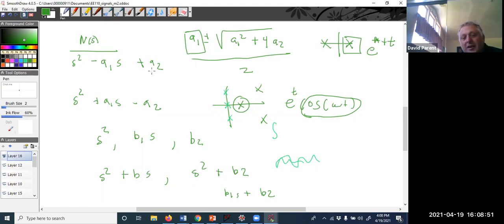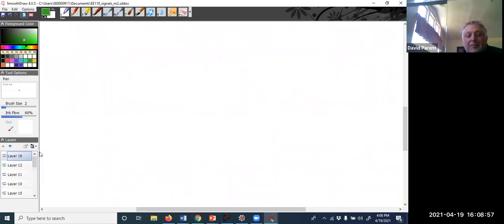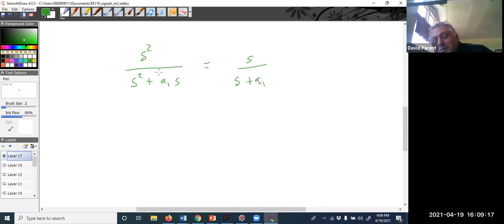Some things don't make sense. It wouldn't be second order anymore, so I don't ask them. But if I had S squared plus A1s, well, that becomes S, and that becomes S plus A1, and in fact, it is in control. So if I set the denominator in such a way that it reduces the order of the higher order terms, then it won't truly be a second order problem.